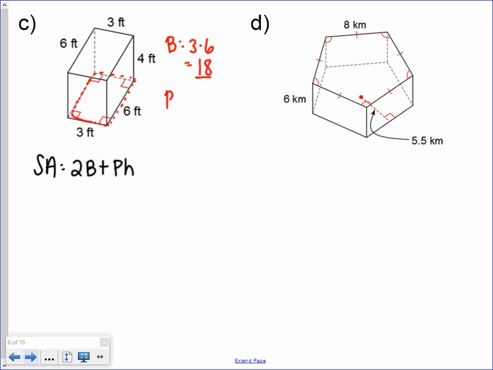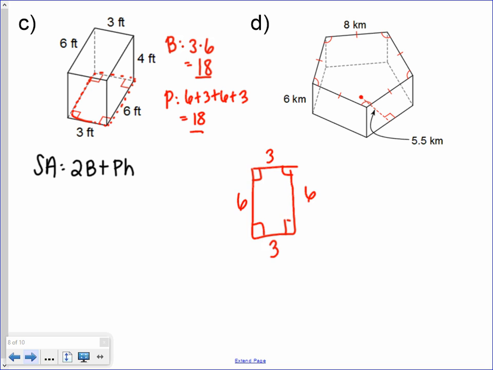Your capital P is the perimeter of the base. Now remember, your base looks like this from a two-dimensional standpoint, where this is 6 and this is 3. What do we know about opposite sides of a rectangle? They're the same. So if this is 6, this is 6. If that's 3, that's 3. So perimeter is 6 plus 3 plus 6 plus 3. 18, right? That's weird. Same area and same perimeter.